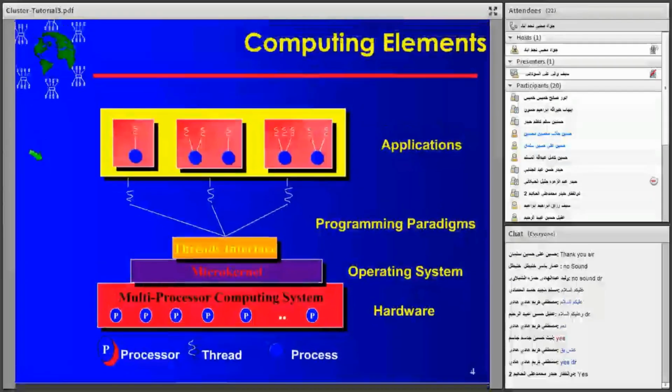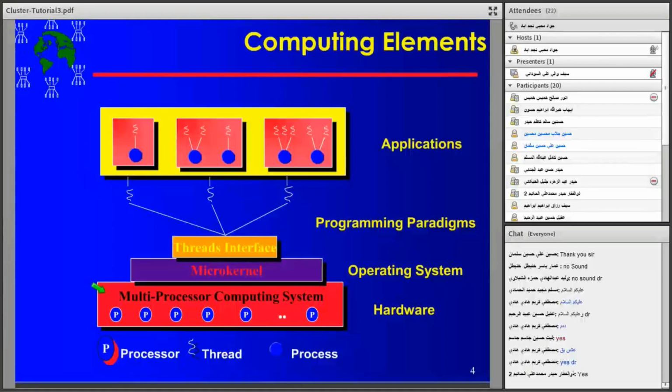First of all, we want to see the overall architecture of computing elements in the distributed systems. We know that cluster computing includes some processors, but before cluster computing, the multiprocessor computing system was used as a mainframe system, as a supercomputer system, to execute appropriate programs.